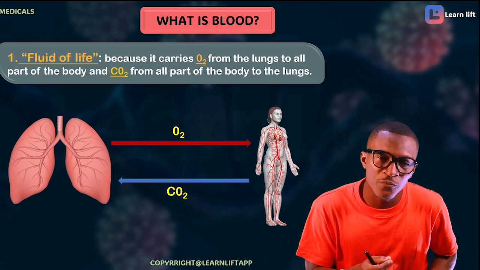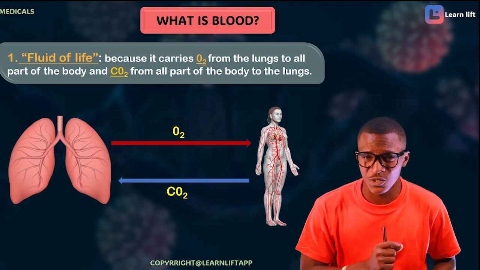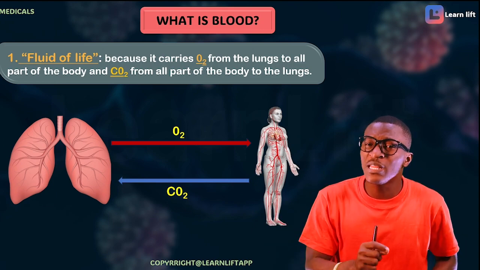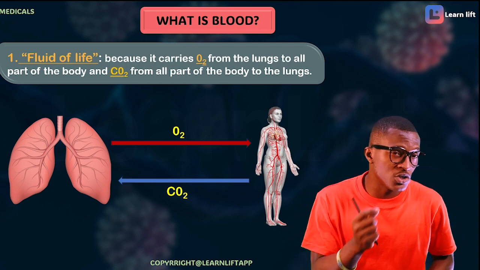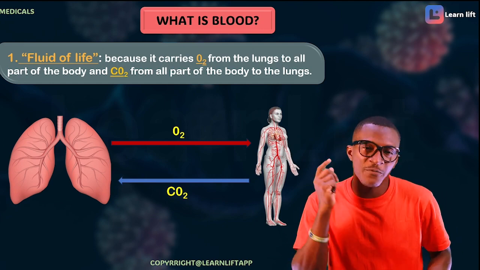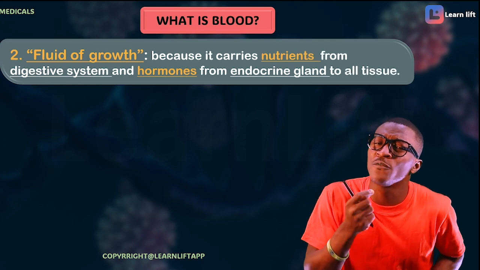Why is the blood called the fluid of life? Listen to me. Every part is asked as a past question, so the earlier you understand it, the better for you. You should know that it is called the fluid of life because it carries oxygen from the lungs to the tissue and CO2 from the tissue back to the lungs. That's the first definition. Number 2, take note that blood is called the fluid of growth.